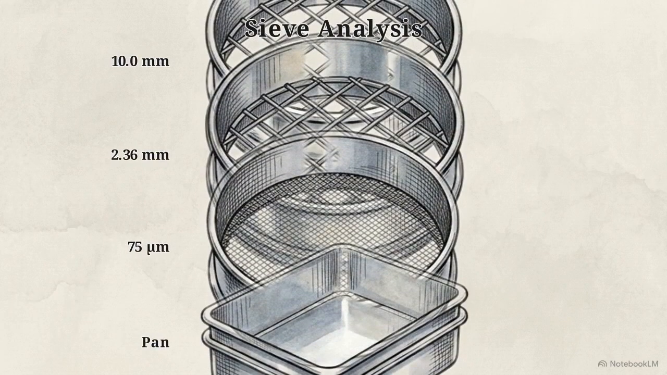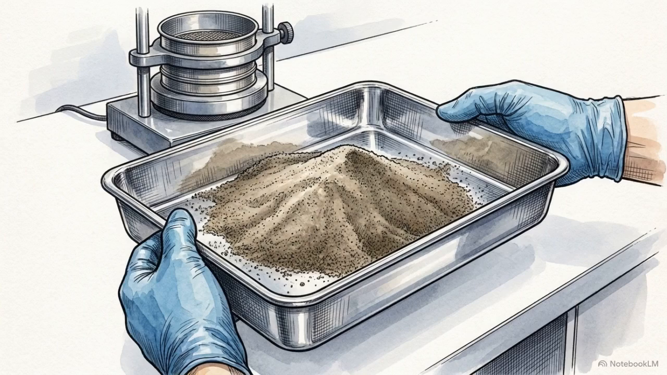Sieve analysis works by forcing the mixture through progressively smaller physical barriers. Each layer isolates a specific diameter, allowing us to see exactly how much of each size is present in the sample. We are going to execute a dry sieve analysis, following the protocol from initial sample preparation to mechanical separation.